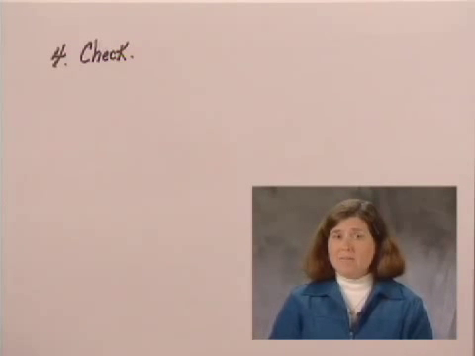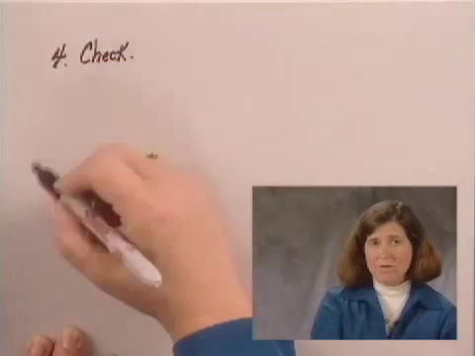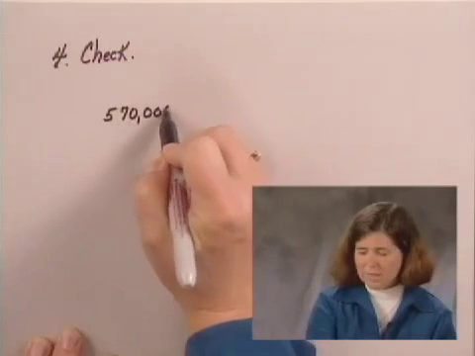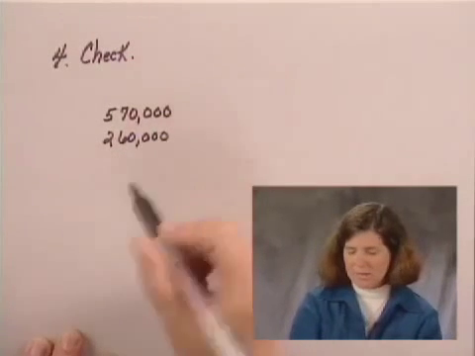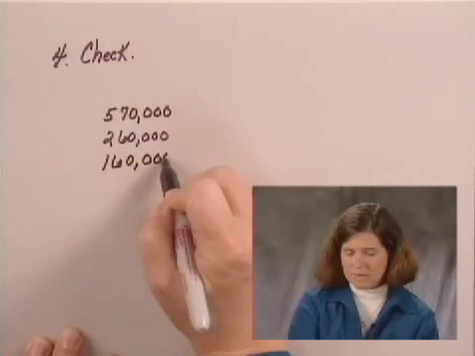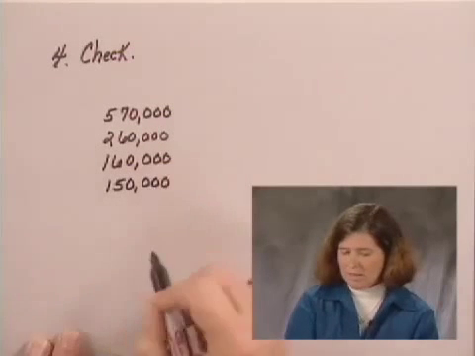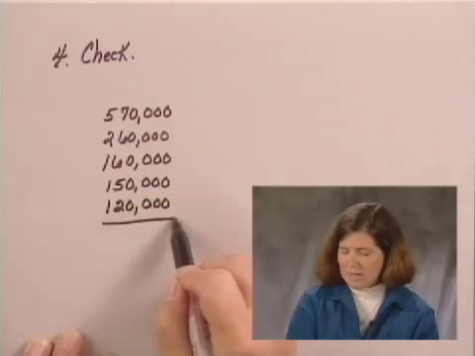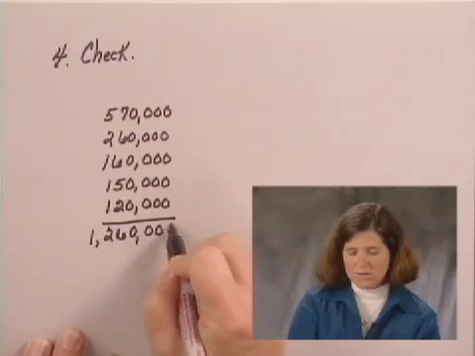Now if we rounded the values of the areas of the states, we would round the largest area to about 570,000. And the next one we could round to 260,000. We could round the area of the third state to 160,000. The fourth state to 150,000. And the fifth state to 120,000. I'm rounding to the nearest 10,000. And adding, we would get 1,260,000, which is close to the sum we had before.